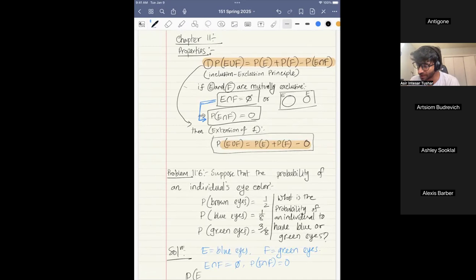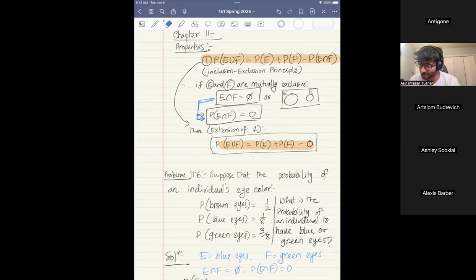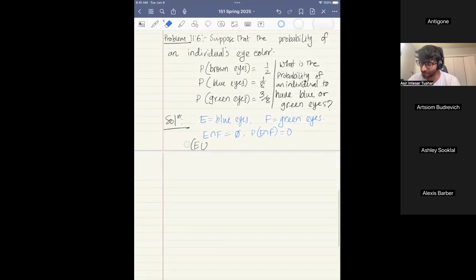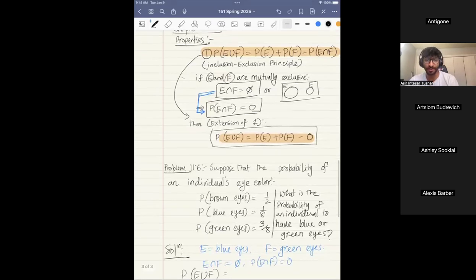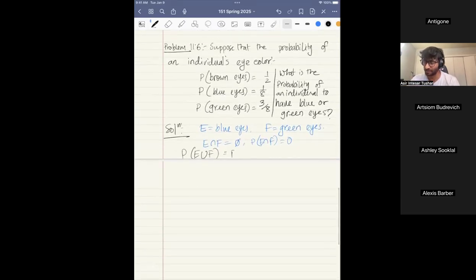So probability of E union F, because "or" means union. Remember that. And we do know from this formula over here, the probability of E union F is the probability of E plus the probability of F minus the probability of E intersection F. So I'm going to write that. So this is from the formula.